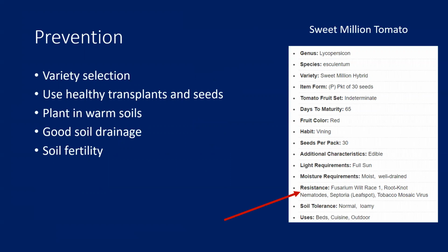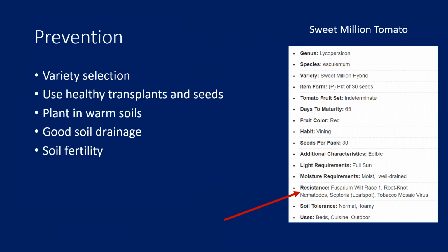So there are also some varieties within types of plants that can be chosen. So to the right, I have what I found online for sweet million tomato if I wanted to order it from a seed catalog. And if you look down, it does have some resistance to Fusarium, which is a fungal infection, root knot nematode, Septoria, which is a fungal infection, and then a virus. And so if I'd known in the past that I've had fungal problems or nematodes, let's say, sweet million tomato would probably be good to put in the garden because it has resistance to it.